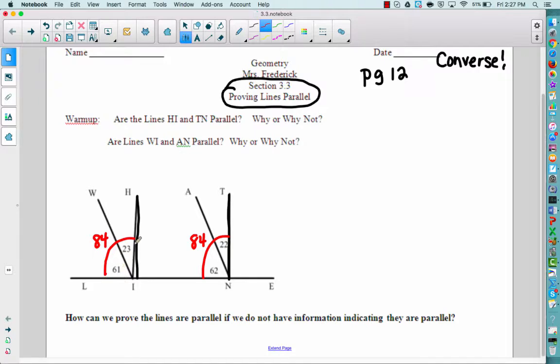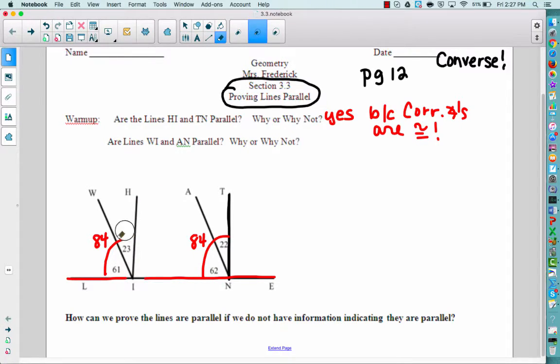If this line is the transversal, and these angles are corresponding angles, and they're congruent, wouldn't the lines be parallel? And that is yes. The lines are parallel because corresponding angles are congruent. So that's actually pretty cool, right? We can work backwards thinking in that way.